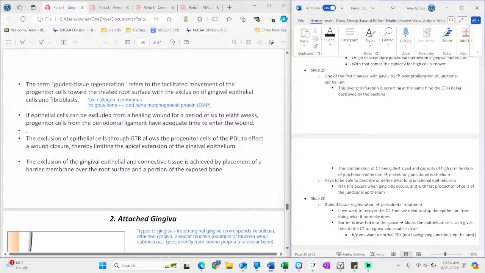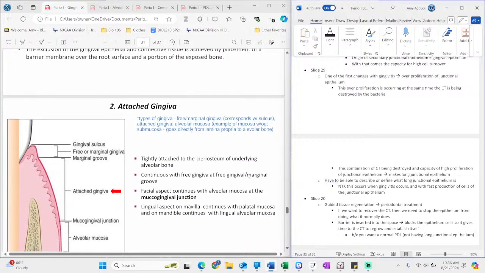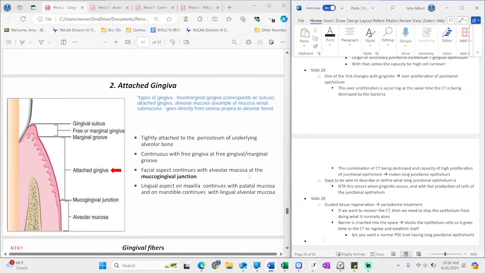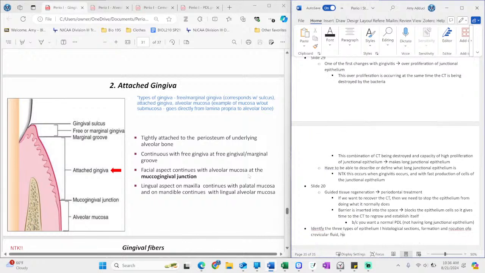Okay, so identify the three types of gingival epithelium in histological sections, know what they do, remember the composition and formation of the crevicular fluid, remember the history of how the junctional epithelium is made, why we have the formation of a long junctional epithelium, and how, as a dentist, you can prevent that.